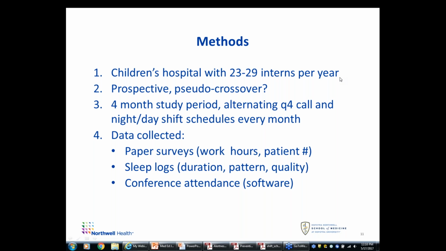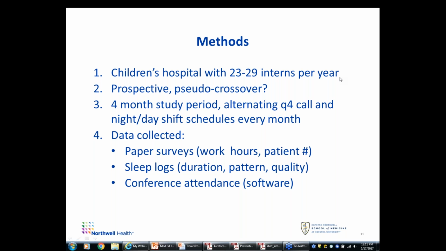What they did is that this was in a children's hospital. They have 23 to 29 interns per year. This study was done just on the interns, was my understanding from the reading of the paper. It was prospective. I call it a pseudo crossover because this was a 4-month study where they cycled through the schedule. The first month they did, for example, the traditional Q4 call schedule, meaning the fourth day is a 24-hour day with a post-call day, versus a day and night float system. They alternated months, and my presumption is that many of the residents were the same, but they didn't really discuss how many residents cycled in and out. That's one part I'm not really sure about. They didn't describe it adequately, I think.